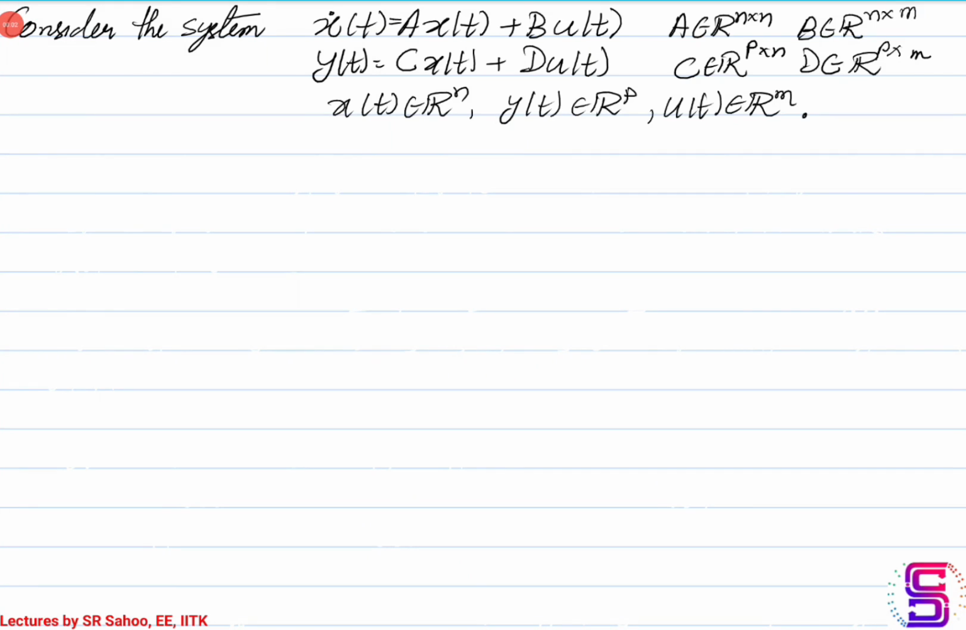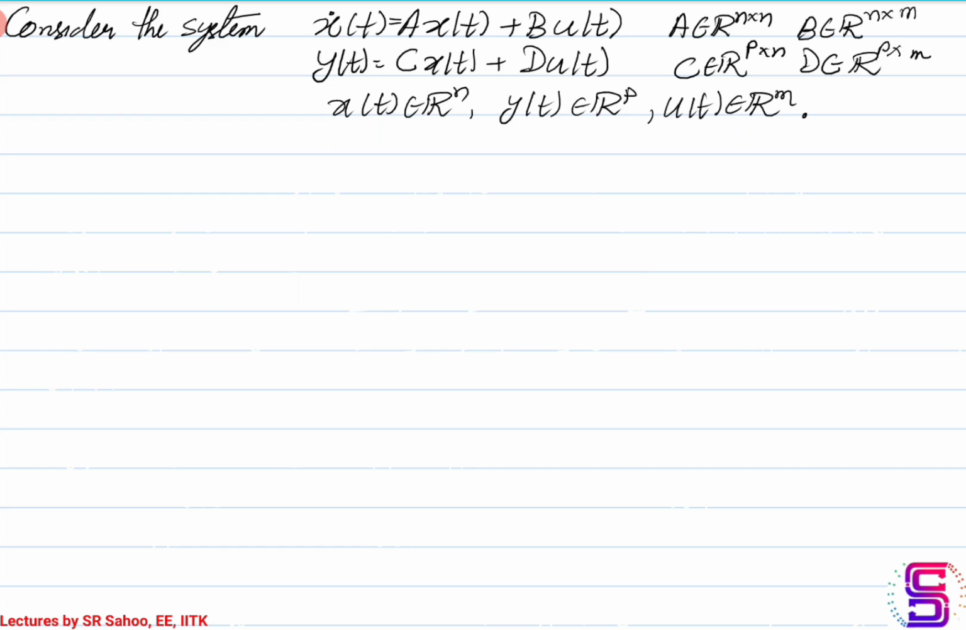In this lecture, we'll discuss the Jordan canonical form representation for a linear time invariant system, and please note that we are considering a causal system. So consider the system shown here. This representation is of nth order. There are p outputs and m inputs. A, B, C, D are constant matrices with appropriate dimensions.